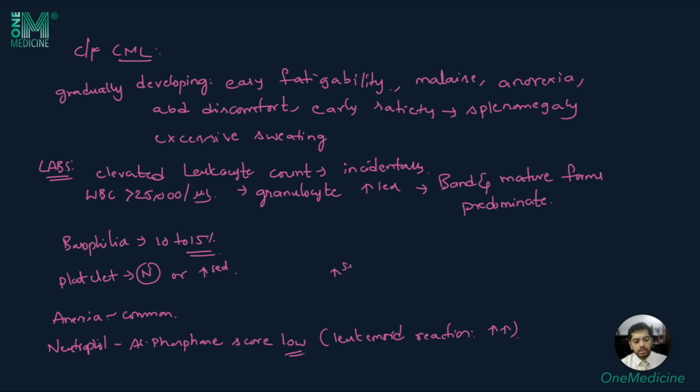where the alkaline phosphatase score is elevated. Patient can have an increased marrow blast cell count, and patient can also have vitamin B12 binding protein and LDH elevated.